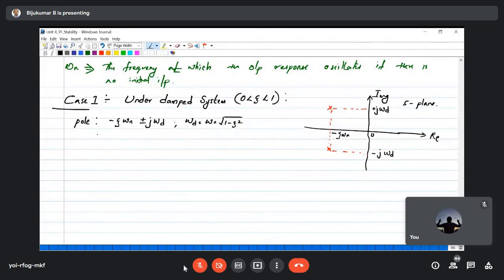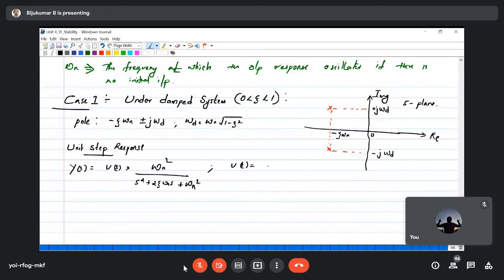Okay. Now, what we can see, what is the unit step response of the system? Unit step response. So what will be the unit step response? For that, first of all, we can write the transfer function Y of s equal to U of s multiplied by the standard form, omega n square divided by s square plus 2 zeta omega n s plus omega n square. And for unit step input, U of s equal to 1 by s.